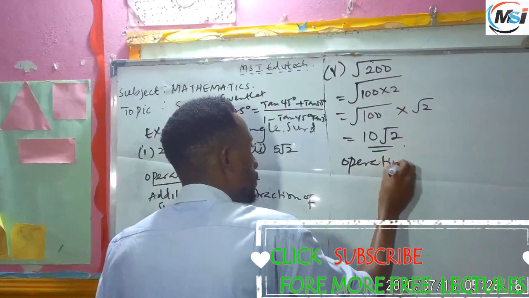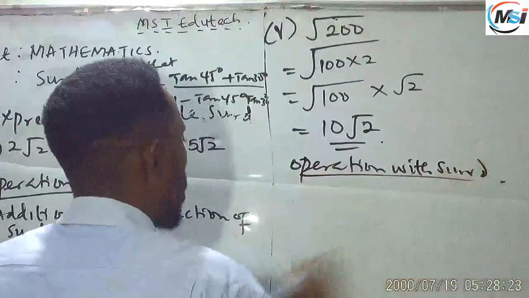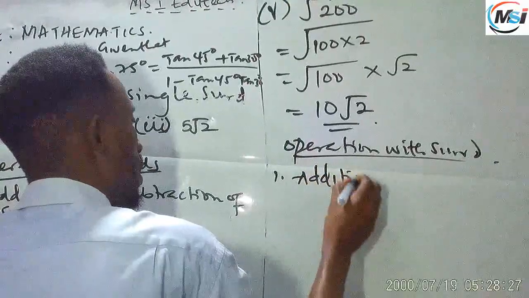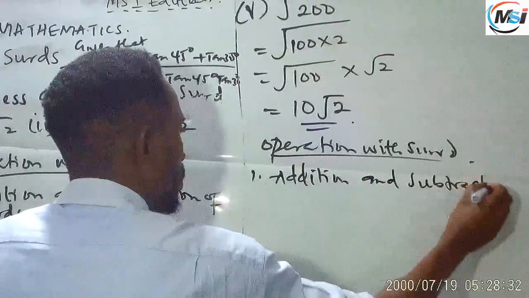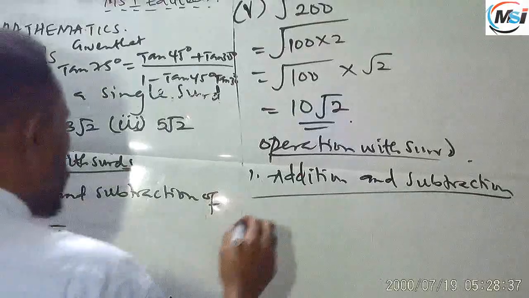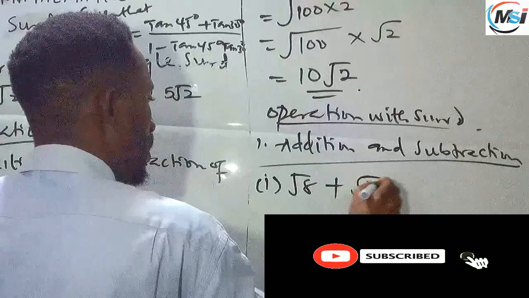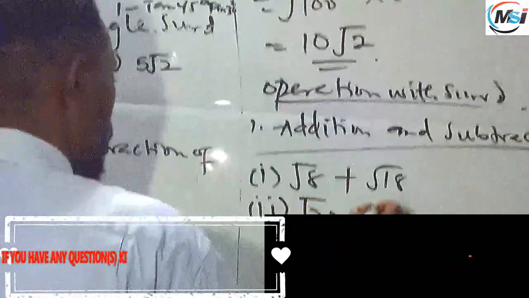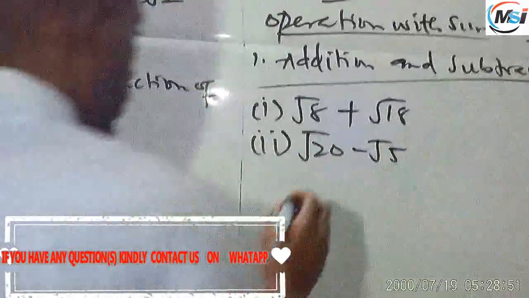Operations with surds. First I'll be dealing with addition and subtraction. Under addition and subtraction, we have this question, which is root 8 plus root 18, and the other one is root 20 minus root 5. Okay, let's find the solution to the first question. Solution.